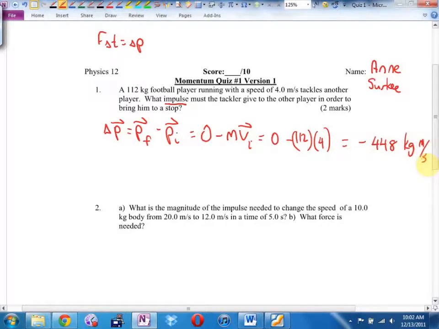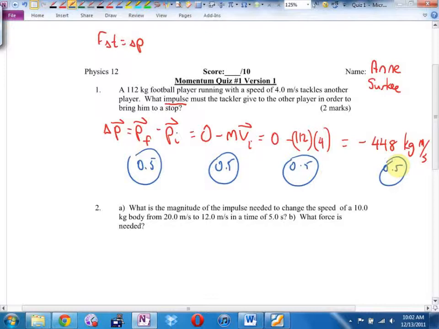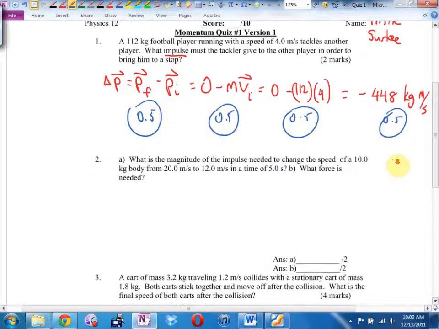Does the negative have to be there? Yeah, that's the impulse. You have to give an impulse to cancel out the runner's initial momentum, you have to take away his momentum. Okay. In terms of marking, I would probably go half mark for that, half mark for that, half mark for the numbers, and a half mark for the answer. Two.